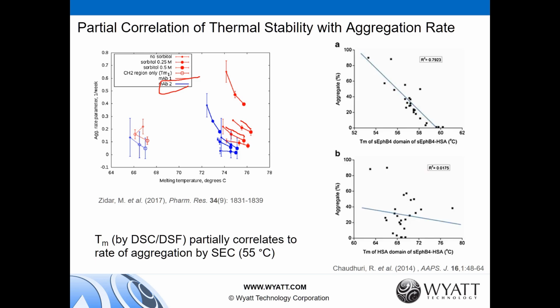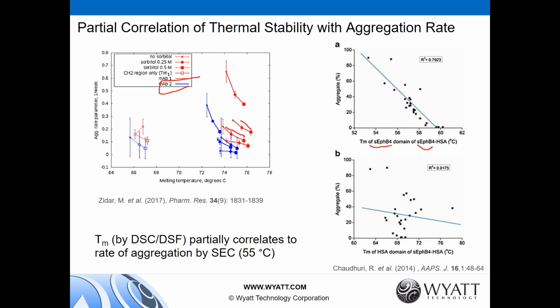This is true in another study, which was published by Chowdhury and his colleagues in 2014. And this was a fusion protein between serum albumin and its partner SEPHB4. And so the SEPHB4 domain does actually have a really nice correlation between different formulations that give different melting temperatures and the rate of aggregation. But the HSA had essentially no correlation.